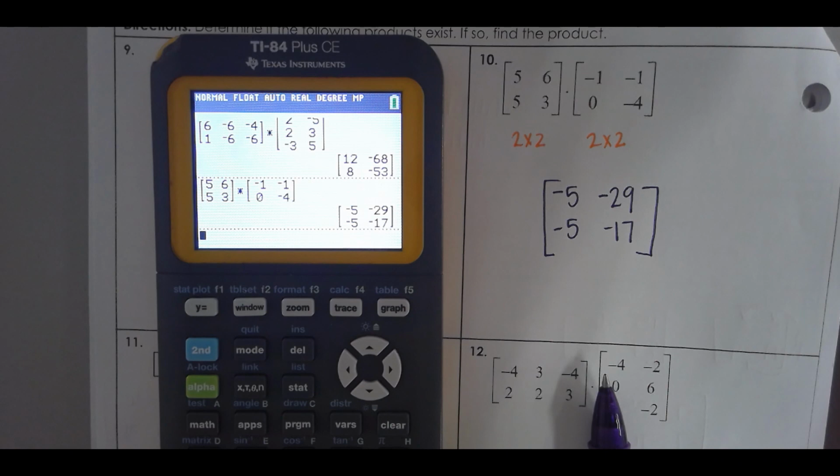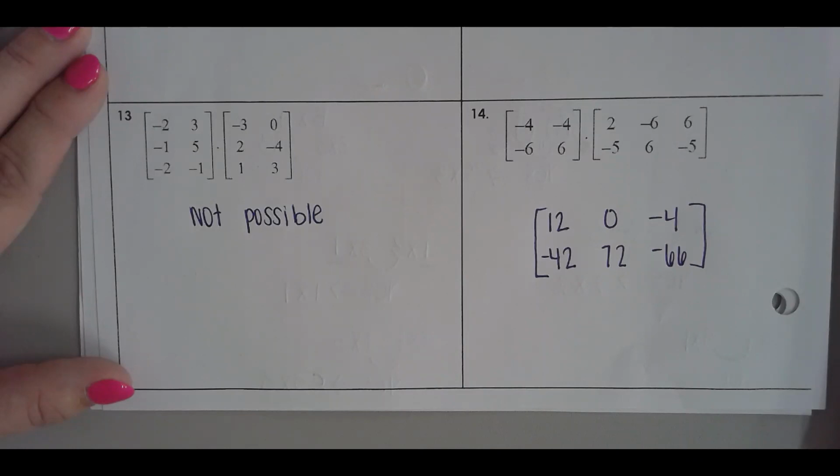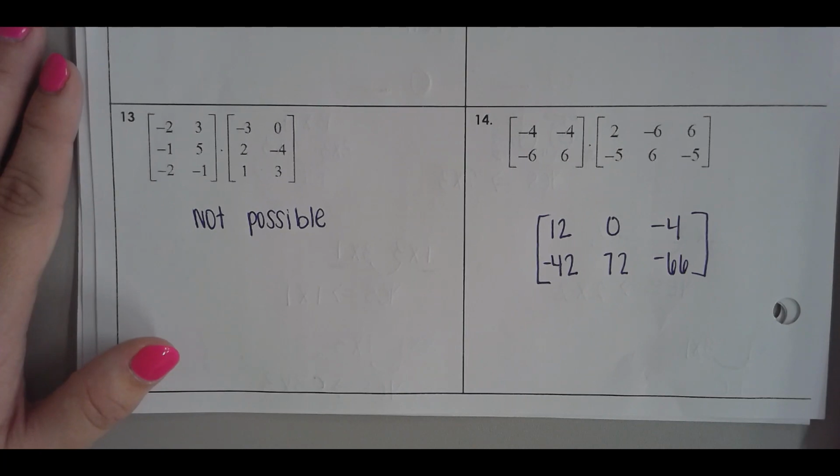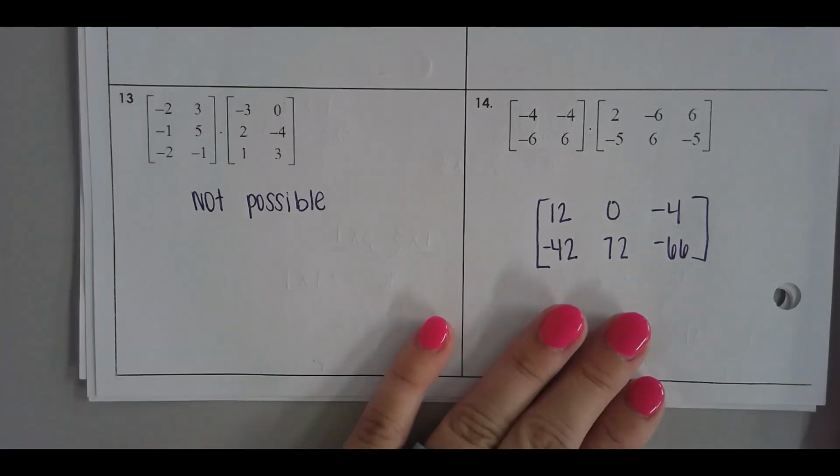Alright, did you all get the same answers for 11 and 12? 13 you couldn't do. If you tried to type it in, you'd get an error. Yep, it says invalid dimensions. Zero, -4, -42, 7.